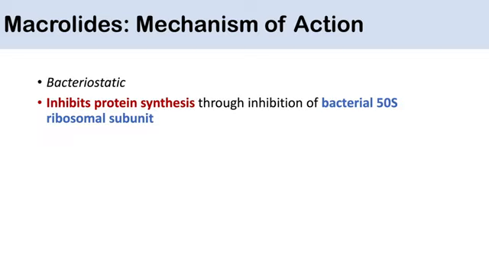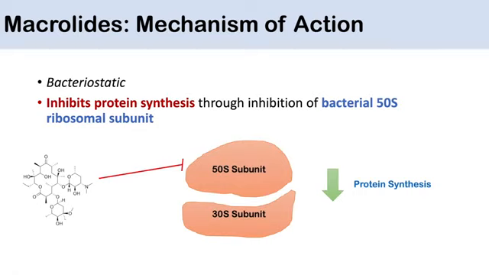So how do macrolides work? What is their mechanism of action? They are all bacteriostatic, and they inhibit protein synthesis through an inhibition of bacterial 50S ribosomal subunits. So they have the same mechanism of action as clindamycin. So what they do is, again, they actually bind to and inhibit the bacterial 50S ribosomal subunit, leading to decreased protein synthesis and bacteriostasis.